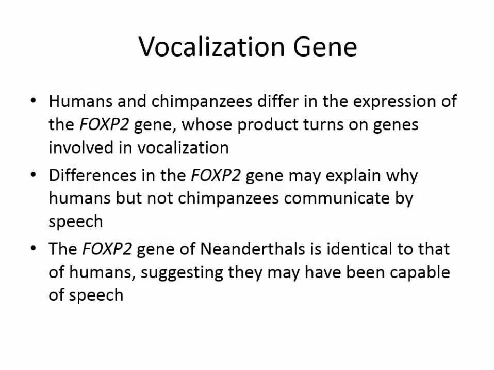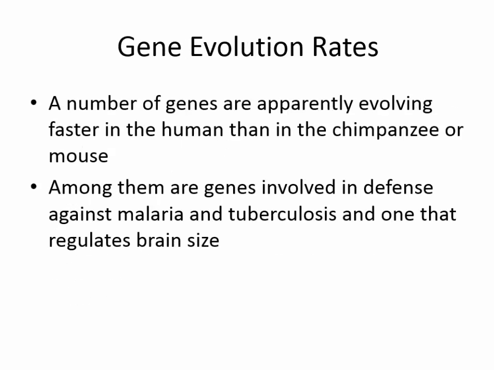Humans and chimpanzees differ in the expression of the FOXP2 gene, whose product turns on genes involved in vocalization. Differences in this FOX gene may explain why humans, but not chimpanzees, communicate by speech. The FOX gene of Neanderthals is identical to that of humans, suggesting that they may have been capable of speech. So not all that dumb.